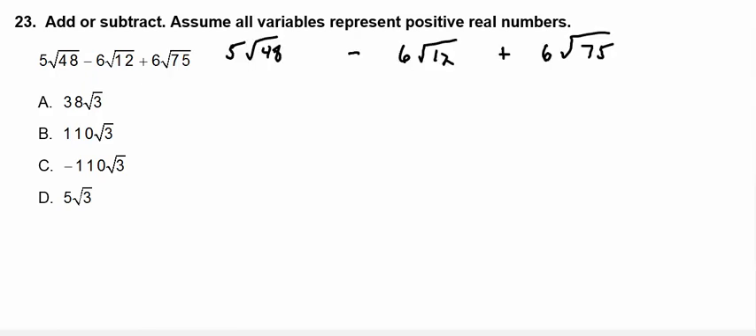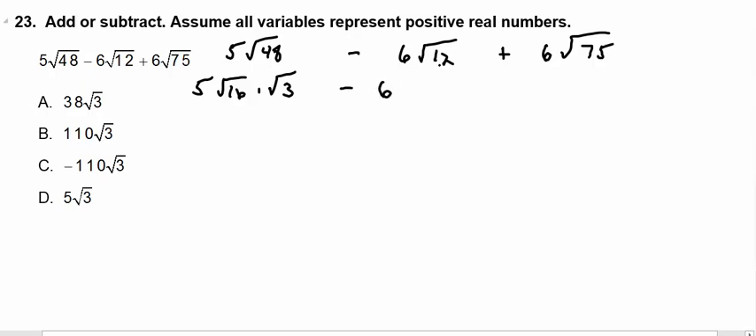So we're going to look for the highest perfect square factor of each radicand in order to simplify. So for our first term, we have 5, and the highest perfect square factor of 48 is 16, and 16 times 3 gives us 48. Our second term, the highest perfect square factor of 12 is 4, so we're going to rewrite this as the square root of 4 times the square root of 3 plus the highest perfect square factor of 75 is 25, so we're going to rewrite 75 as 25 times 3.